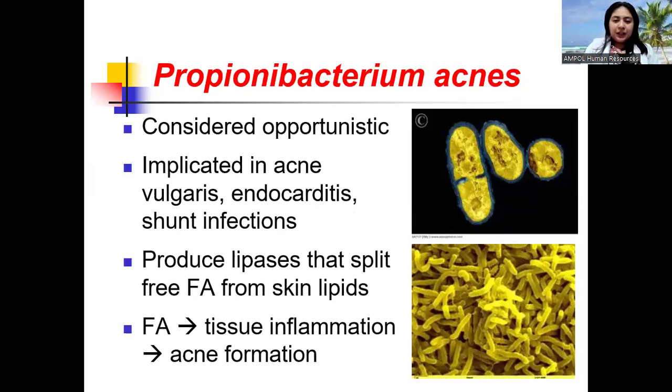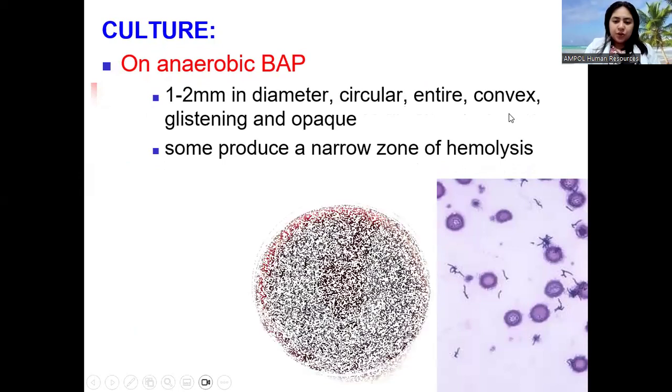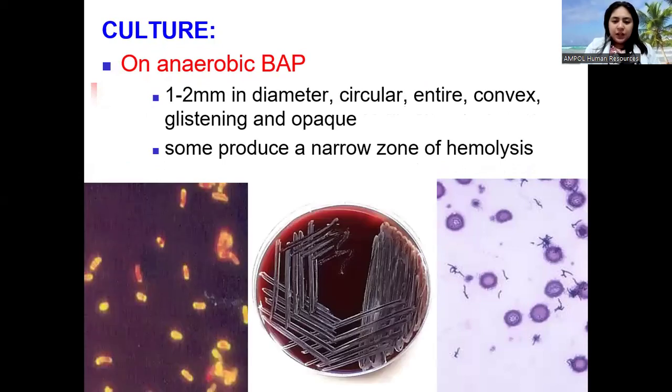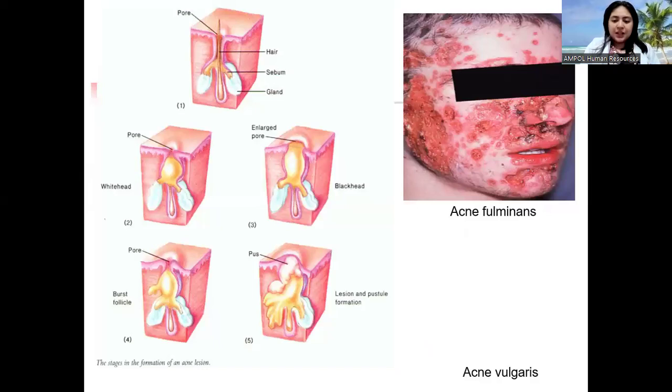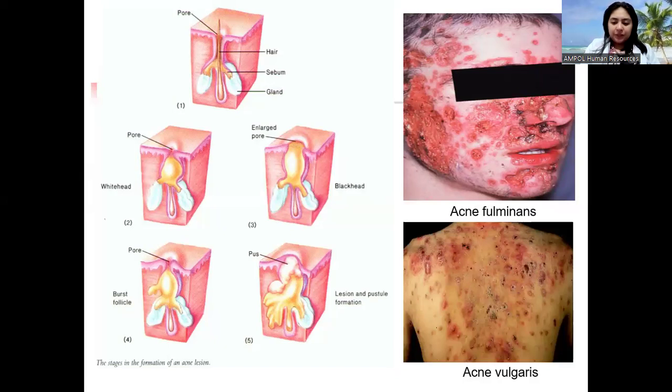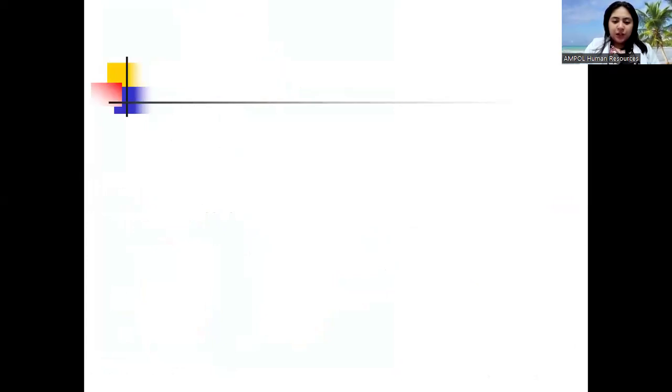Propionibacterium acnes is an opportunistic infection that produces lipase that splits free fatty acids from skin lipids. The fatty acids cause tissue inflammation and acne formation. On anaerobic BAP, the culture is glistening and convex and produces a narrow zone of hemolysis. This is Propionibacterium in gram stain. It causes acne fulminans and acne vulgaris. Those are acne lesions.